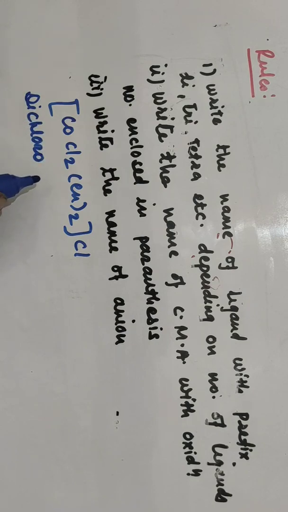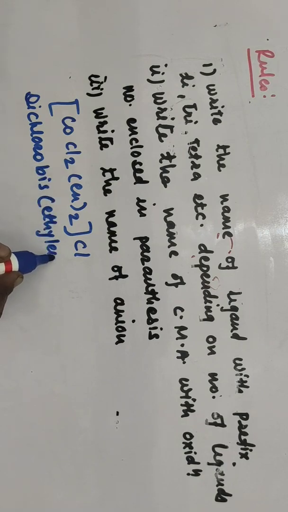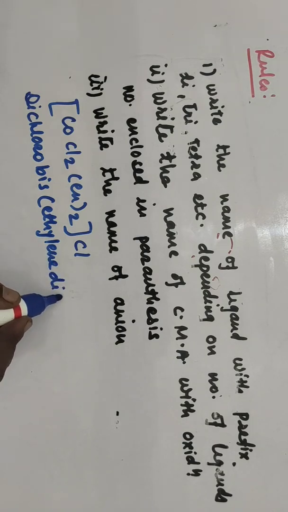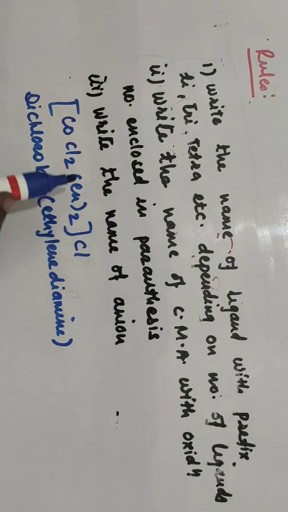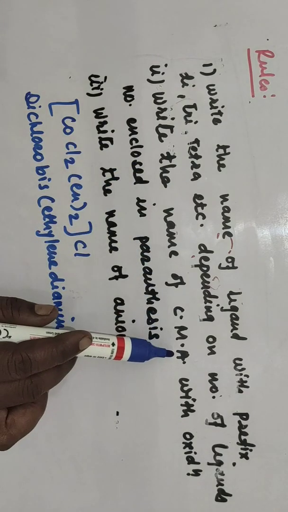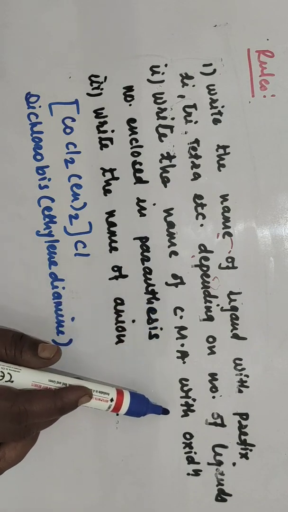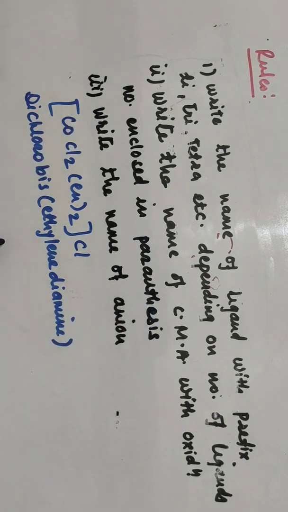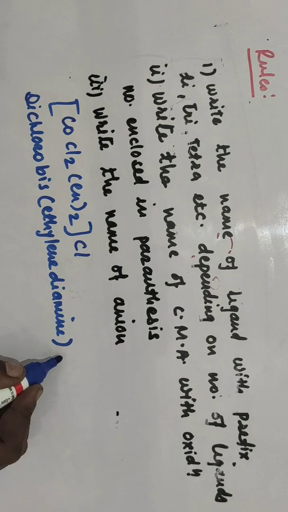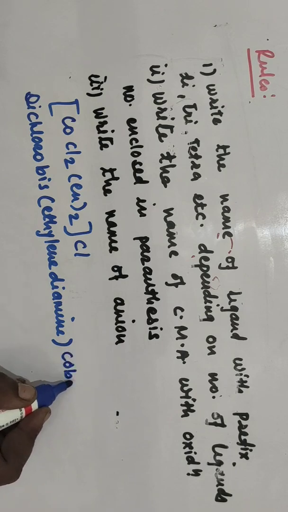I'll write here dichloro, then bis in bracket ethylene diamine, or you can write the IUPAC name also instead of ethylene diamine, ethane 1,2-diamine. Then next rule is what? Write the name of the CMA, that is the central metal atom, with oxidation number enclosed in parentheses. Here the central metal atom is cobalt, so write cobalt.